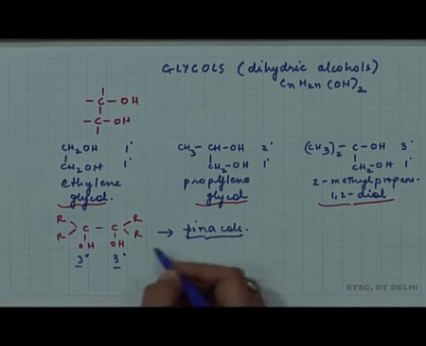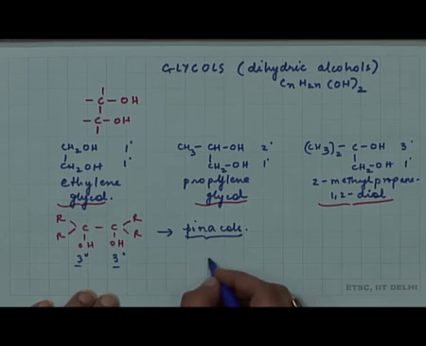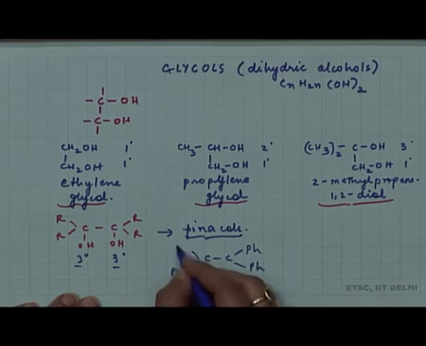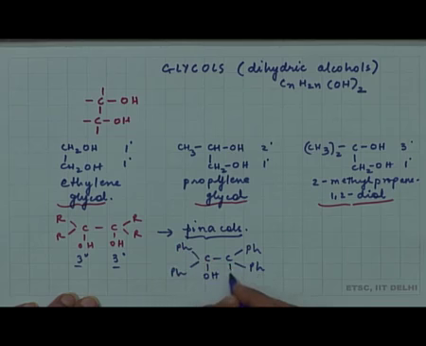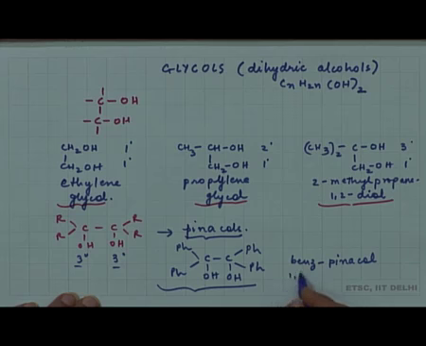Pinacols are those diols in which both the carbons are tertiary carbon atoms. If you have a phenyl and a diol, this pinacol is called benzpinacol. This is the common name, and if you have to give the IUPAC name, it will become 1,1,2,2-tetraphenyl-1,2-diol.